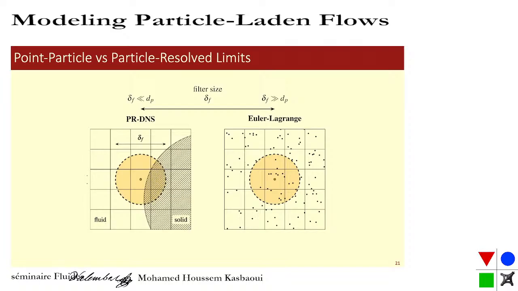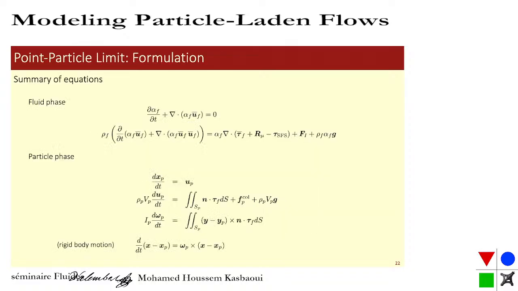All right, so in my title, I said that this is going to be a unifying framework, so I will address that now. This framework is going to allow us to do PRDNS when the filter size is very small compared to the diameter of the particle, and Euler-Lagrange or point particle method when the filter size is very large. So I'm going to start with the latter, the point particle limit.